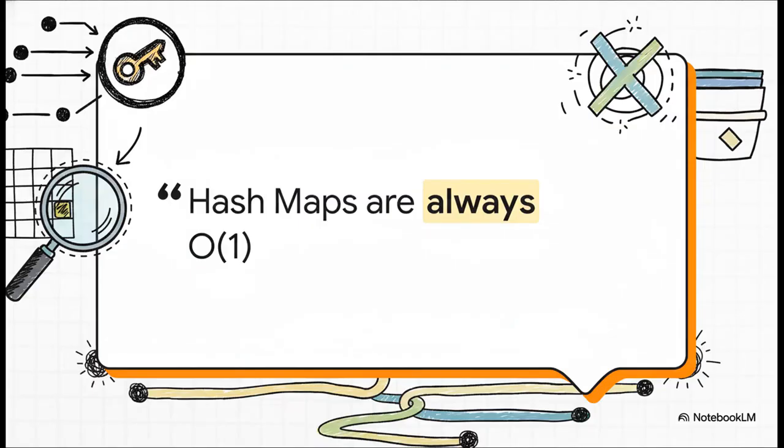You'll hear this all the time. It's one of the biggest oversimplifications in programming. People just say, oh, hash maps? Yeah, that's constant time, O of 1.